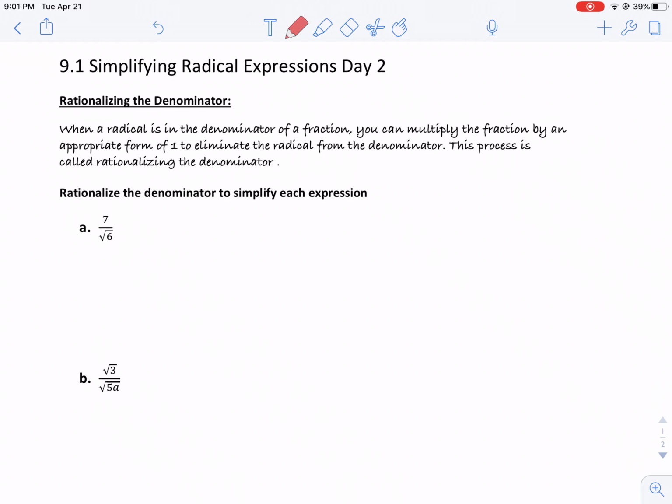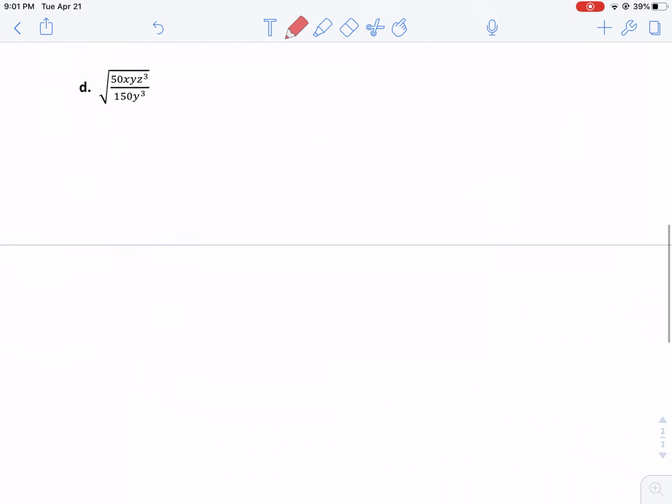All right, today we're going to do 9.1, day 2, which is simplifying radical expressions. Before we get started with the lesson, I do want to go over two problems from the homework last night that lots of people had kind of the same error on. So number 14 was root 32.